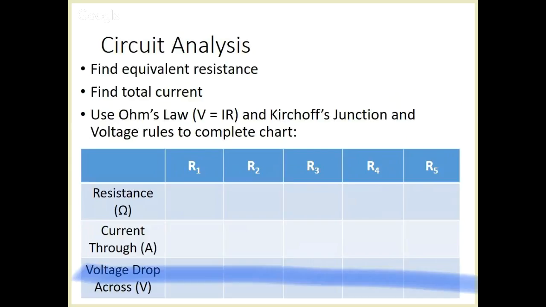And that's the reason why I suggest that you find the equivalent resistance and total current first, because all the values in your table will be either equal to or smaller than that. If you start getting numbers bigger than your total voltage or bigger than your total current, you've already done something wrong. Just something good to keep in mind.